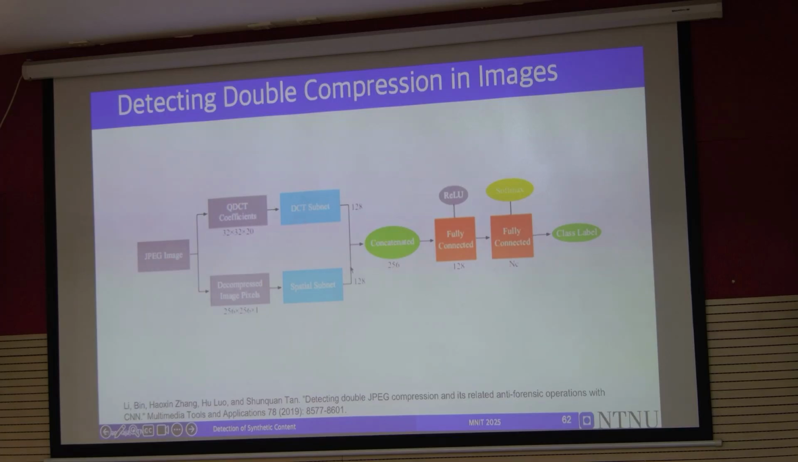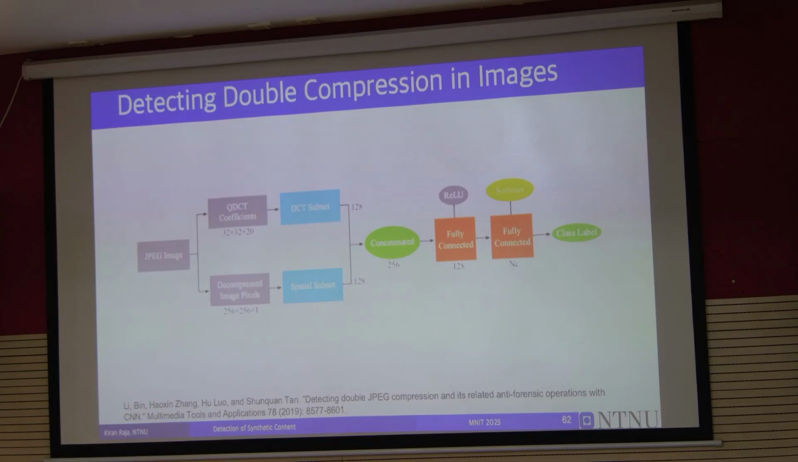So once you have them, you combine them. Now you don't have to learn an end-to-end network to learn everything. So you are making use of custom features to learn two fully connected layers, here and here, this and this, and then you have a class label which says whether it's compressed or not compressed.